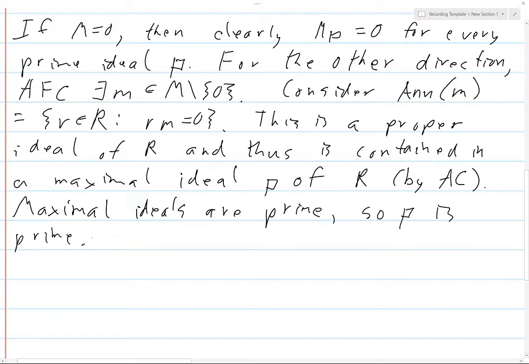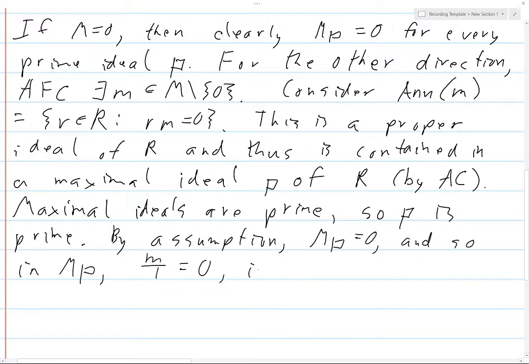By assumption, M_P is 0, and so in M_P we have m over 1 equals 0. But what does that mean? It means m over 1 is equivalent to 0 over 1 in M_P, i.e. there is some element s, and it's going to be in R set minus P, because remember, R set minus P is what we're using as our multiplicatively closed set S that we use in our localization S inverse R. So anyways, there's some s in R set minus P such that sm equals 0.